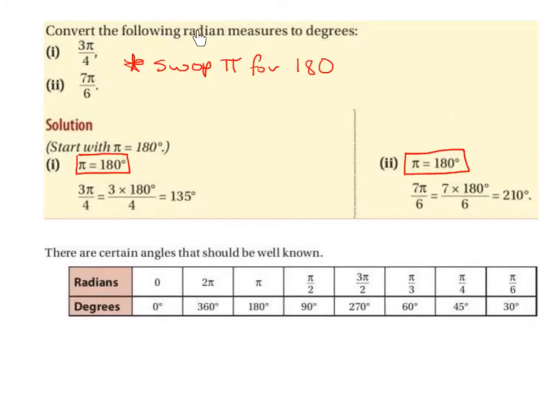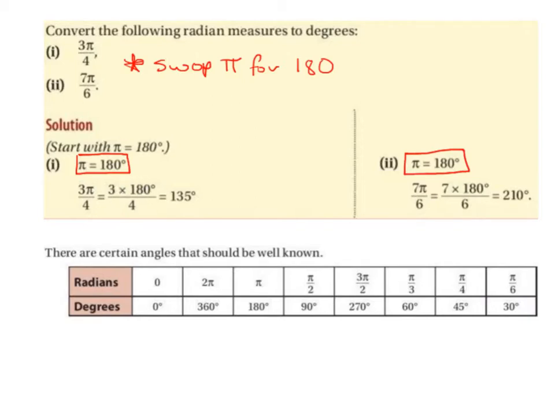Convert the following radian measures to degrees: 3 pi over 4 and 7 pi over 6. So all we have to do here is swap pi for 180 and then simplify. So we start with pi is equal to 180 degrees. So we have 3 pi over 4. So we swap the pi for 180.